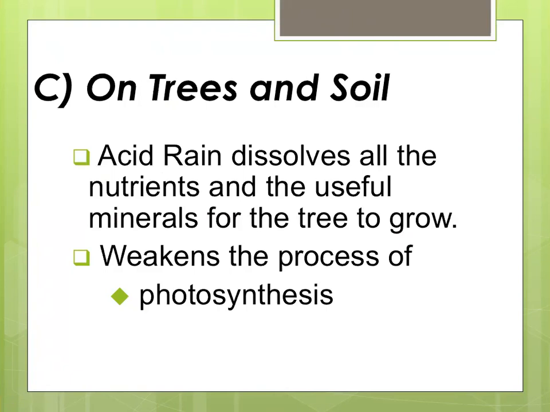With a decline in the overall photosynthesis, the amount of carbon dioxide removed from the atmosphere as well as the generation of new oxygen is decreased. So in this way, this acid rain directly affects the growth of the plants by weakening the process of photosynthesis.